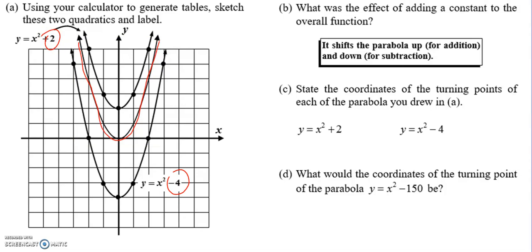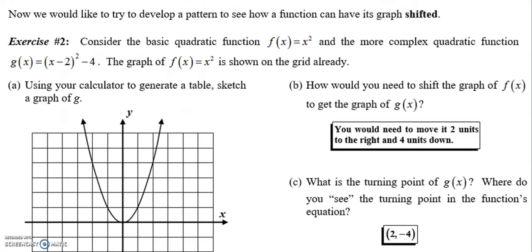All right, so now we want you to state the turning point of each parabola, the new ones. So go ahead and do that for part C. That should be easy. All right, so this one had a turning point of 0, 2, and this one had a turning point of 0, negative 4, which is in the pattern of this last one when we talked about this here.